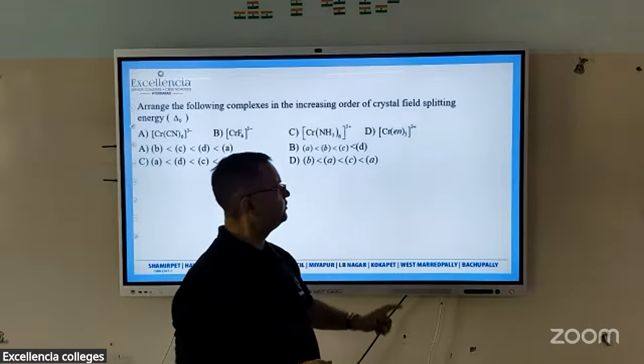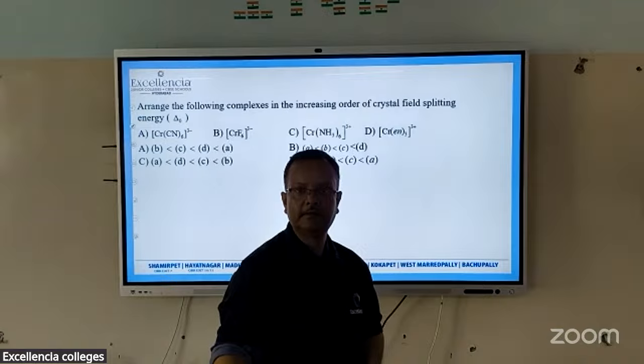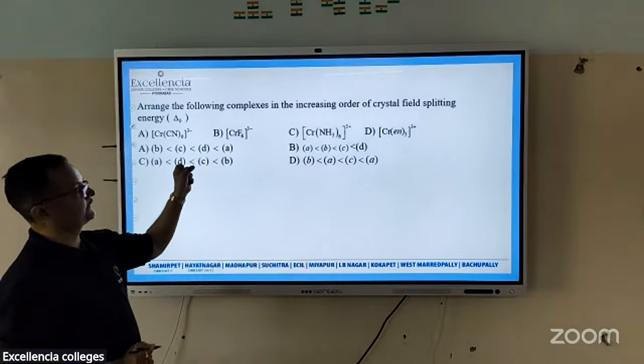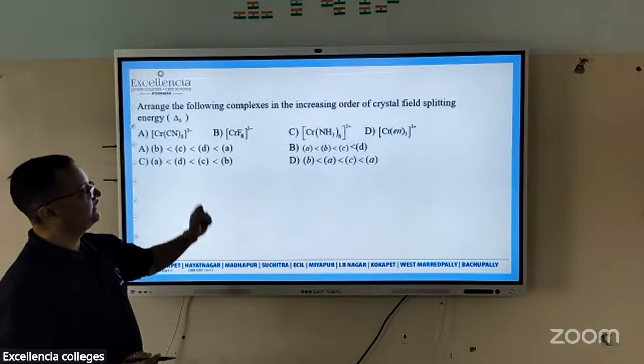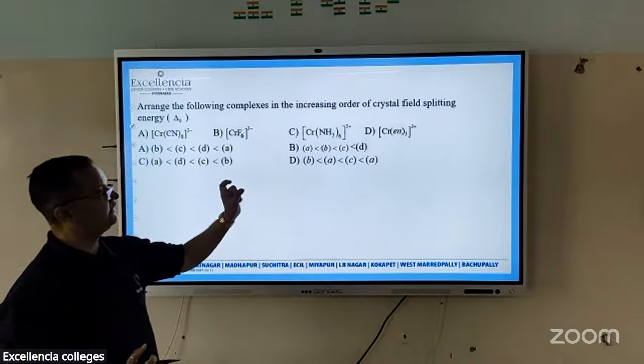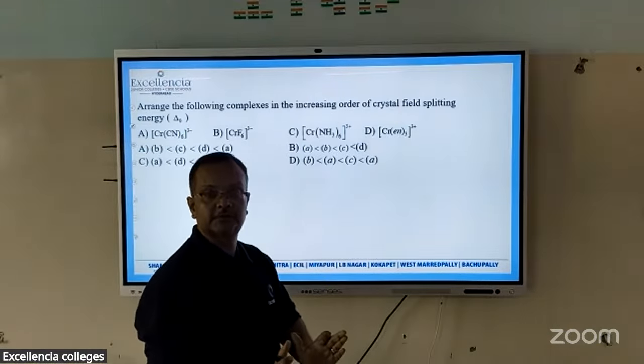So no calculation is required here. We can compare the strength of the ligands and find the answer easily. You see, all are octahedral complexes, where the ligands do crystal field splitting. But you tell me, which of the listed has the strongest ligand?